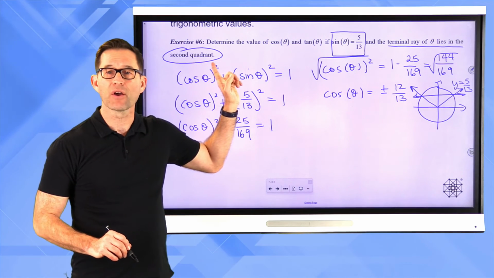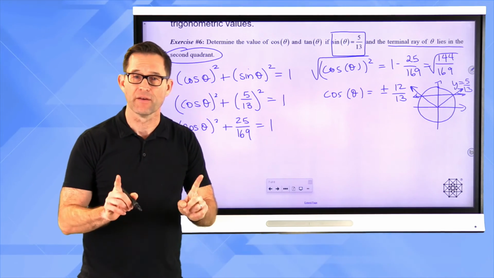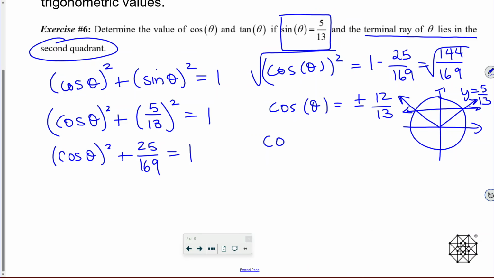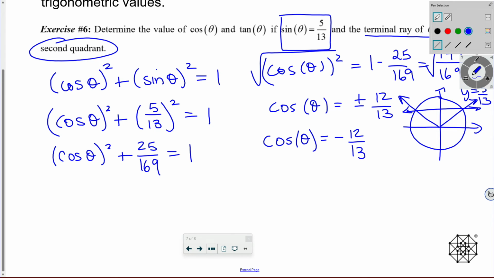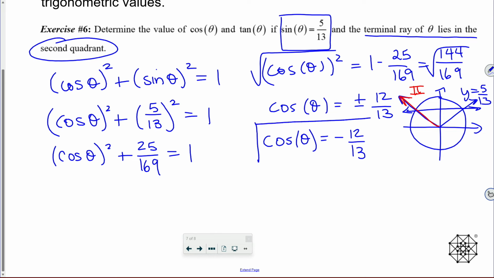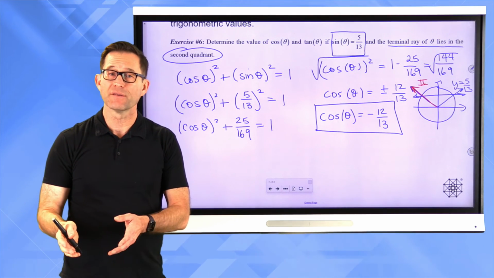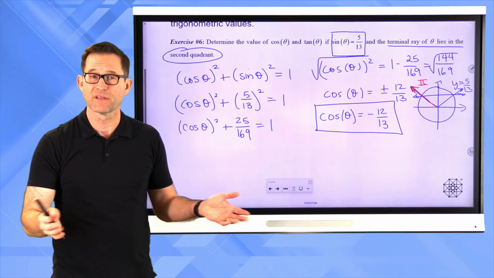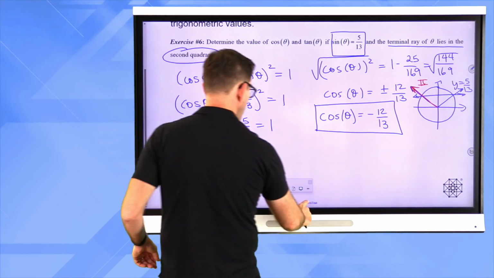Because we are in the second quadrant, cosine must be negative, right? So cosine theta must be equal to negative 12/13, because we are in quadrant 2. So it's got to be negative, the cosine. So that's one of the things that we were looking for. We were looking for both cosine theta and tangent theta. So we've got cosine theta. It's negative 12/13. Now let's get tan theta.